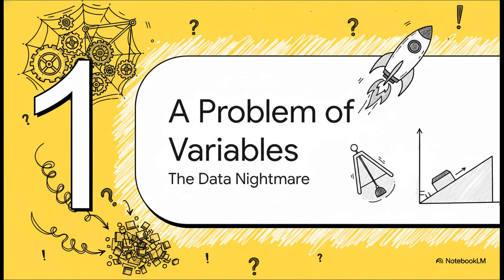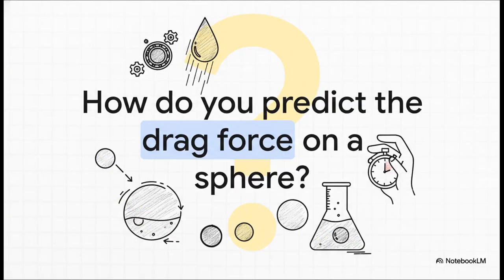To really get why this theorem is such a game changer, let's start with a problem. A classic physics challenge that, honestly, without our little secret weapon, would be completely impossible to solve with experiments alone. It's what you'd call a data nightmare. Okay, so imagine you're an engineer, and your job is to figure out the drag force on a sphere. Now, this could be anything, right? A ball bearing sinking in oil, a raindrop falling through the sky, whatever. How would you even start to figure that out?